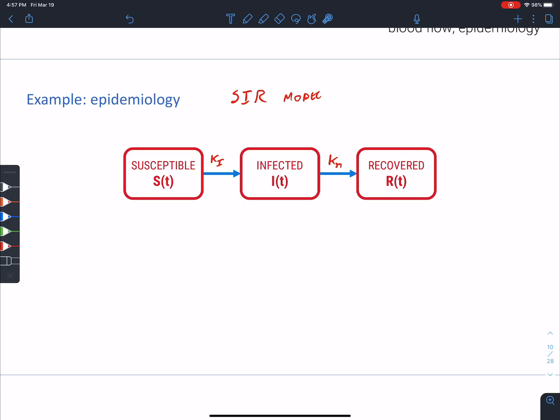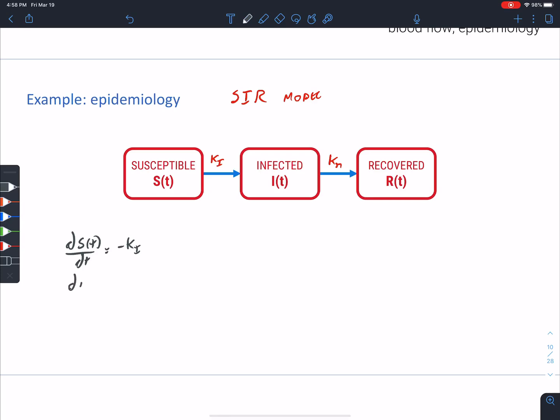So let's write what some of these equations could be for this particular example, right? We have a set of equations that say dS(t)/dt, in this case, would be minus k_i, the rate at which people are becoming infected. We'll plug in some assumptions for k_i, but let's finish writing the other equations.